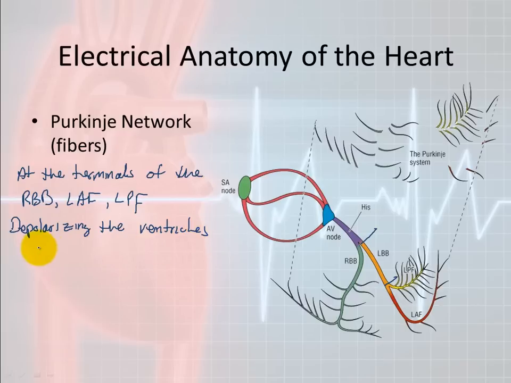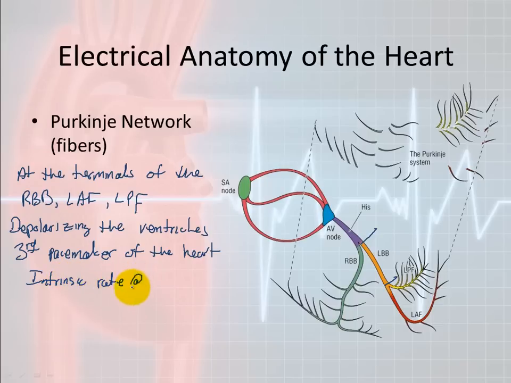The Purkinje network is the tertiary, or the backup to the backup pacemaker. So they're the third pacemaker of the heart. They too have an intrinsic rate of 20 to 40 beats per minute.